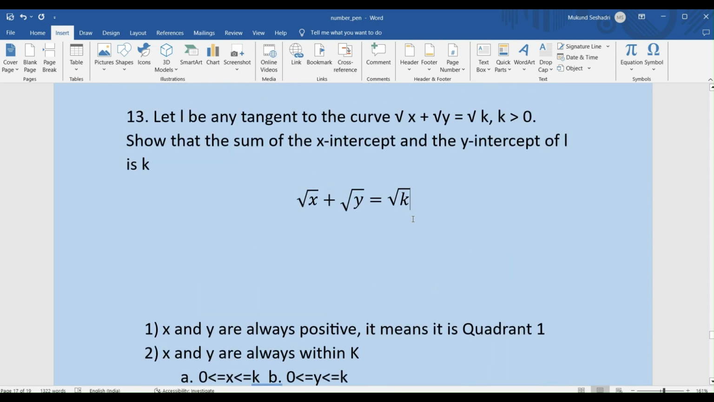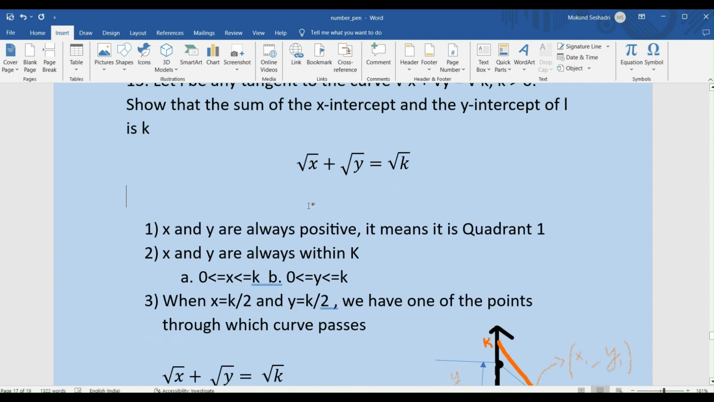So, the three important observations which I want to draw your attention to: one is root x plus root y equals root k means x and y cannot be negative. That's observation number one, which means that your graph is always in quadrant one. X and Y are always within k, because if x is greater than k, you will see that the root of y will become a negative number, which is not possible in the real world. So then we have root x plus root y equals root k.